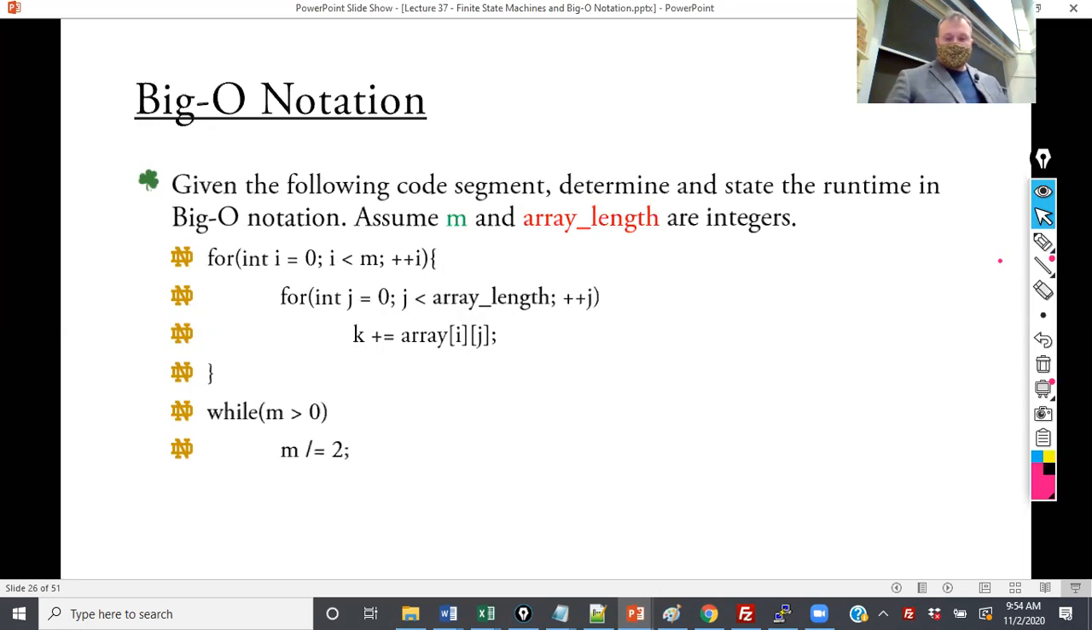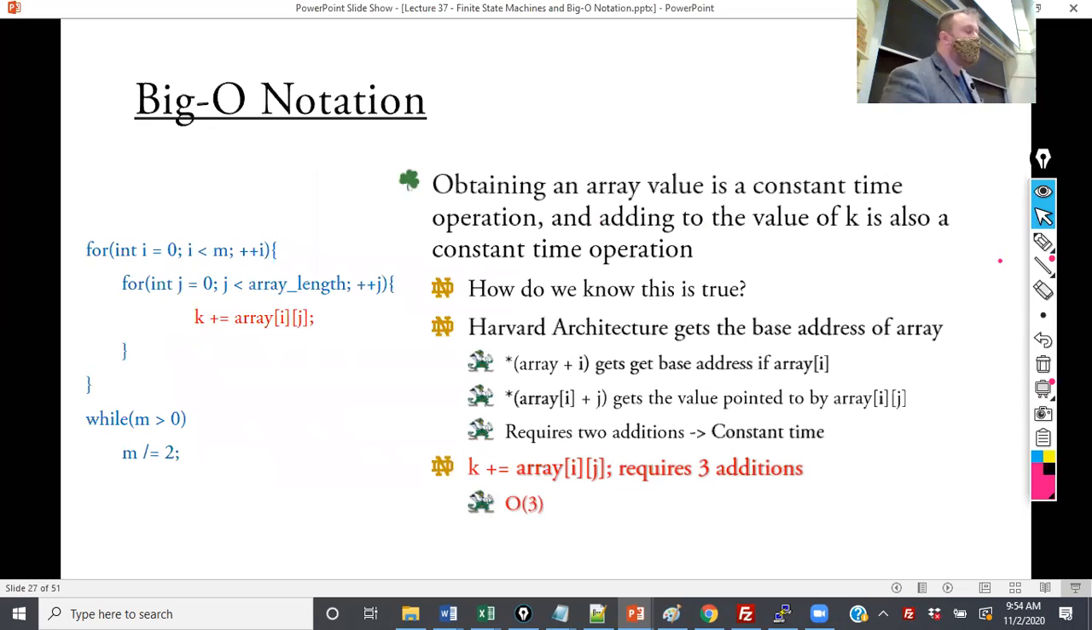So here's what we're going to do. We first say, well, inside of that for loop, we have some sort of addition. And we know that with this double array, we're basically doing array arithmetic and array arithmetic. So no matter how big these two values, i or j, are, we perform two additions, right? So that's how we understand pointers. So that means we're going to perform two additions to get the value of array i j, and then we store that value in k with a plus equals, so it's three additions.